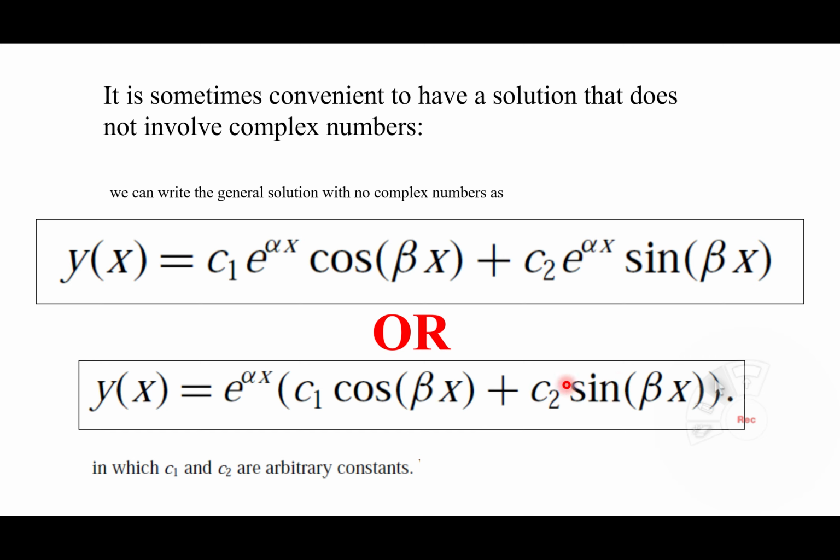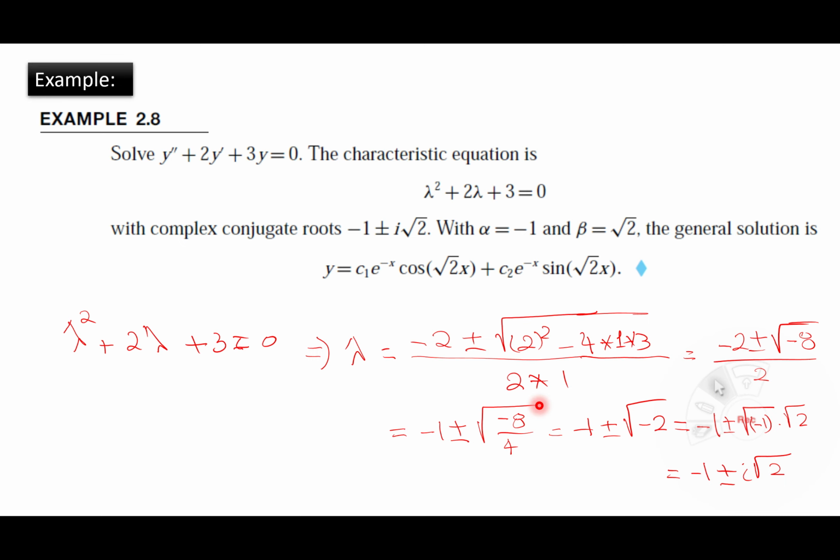Actually, C1 and C2, as we said, are arbitrary constants. Let's have an example and see how it can be solved. The example is: solve the equation y double prime plus 2y prime plus 3y equals 0.